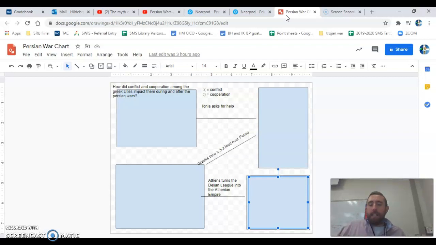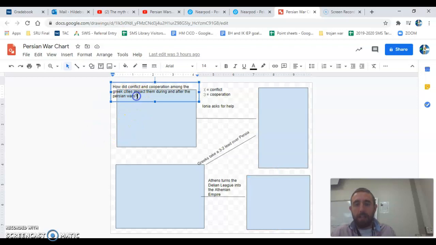Now this is going to sound maybe a little bit strange, but there is a very complicated question on our test that looks similar to the one right here. I'm going to highlight it real quick so you can see it. It says, how did conflict and cooperation among the Greek cities impact them during and after the Persian Wars? So that sounds very complicated. Can be a little confusing. It's not always clear what it's asking for. So we broke it down together.